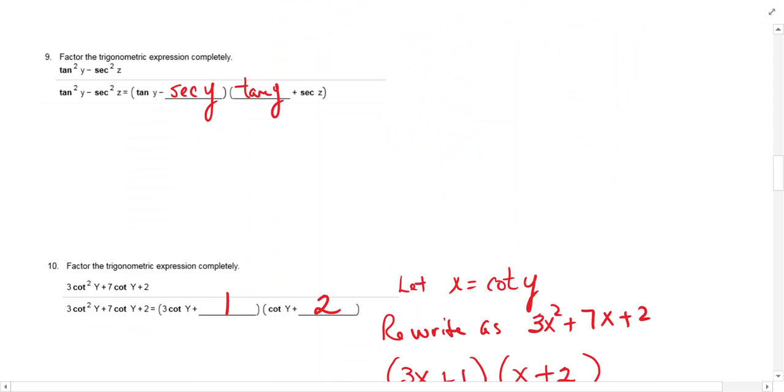Tan squared y minus secant squared y. And they're just asking you to do what we did in the very first question: tan y minus secant y, tan y plus secant y.